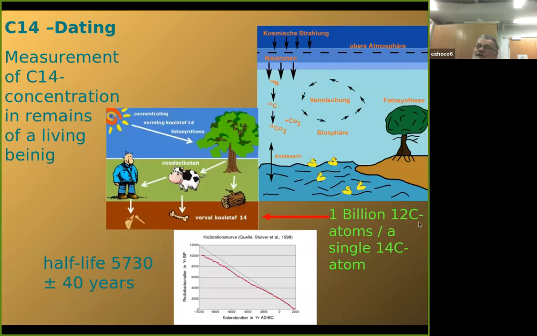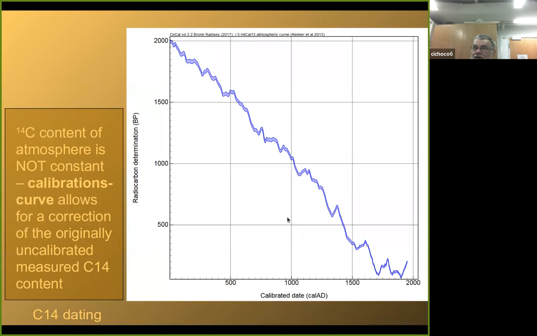1 billion C12 atoms match a single atom of C14. So you can maybe think of what's going on if you want to measure C14. In the very beginning, it was thought that the content of C14 in the atmosphere was constant, but later research showed that this was not the case. And here we come to the so-called calibration curve. The calibration curve is shown here.